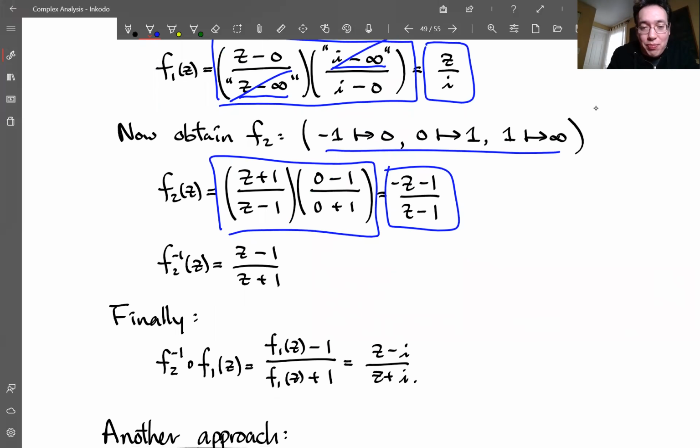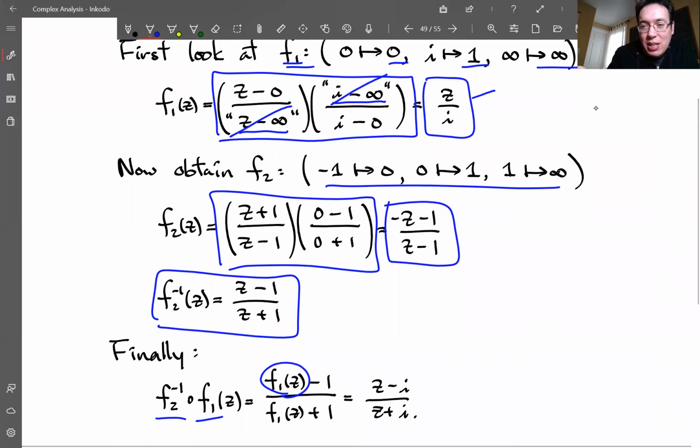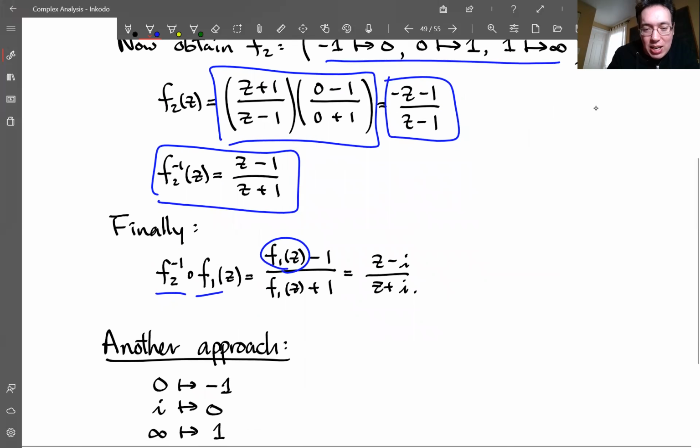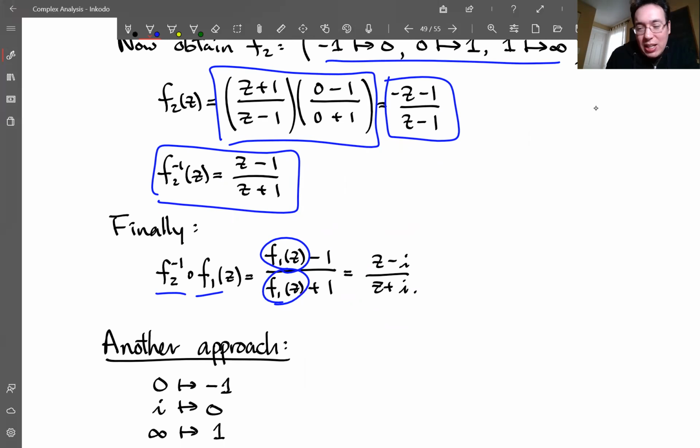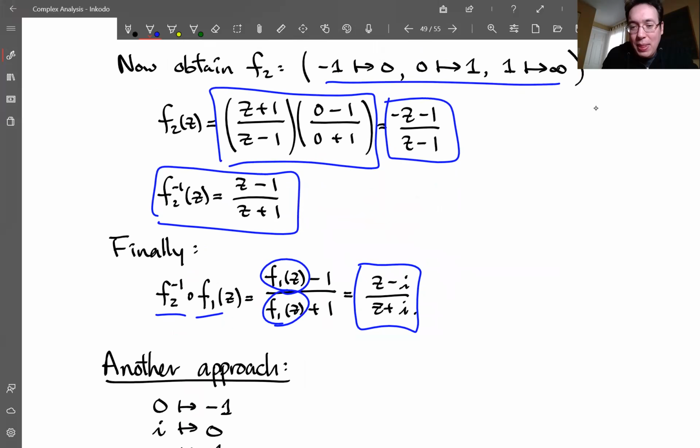I can compute the inverse by flipping a and d and putting a negative sign in front, right? And then compose f sub 2 inverse with f sub 1. So if we put f sub 1, which is just z over i, into here, and then just multiply top and bottom by i, I think it'll look a little cleaner. This is what we get, z minus i over z plus i, right?